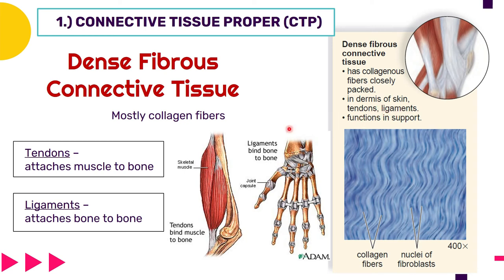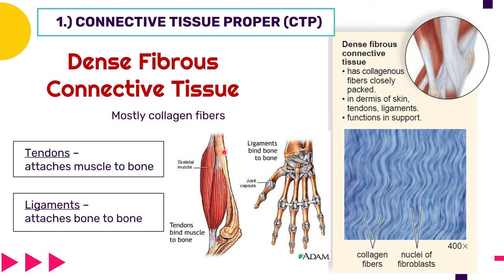What are tendons and ligaments? As you can see here, these are the tendons, this one and this one. It attaches muscle to bone. As you can see, we have our muscle here, and then the tendons attach the muscle to the bone. The tendons attach the muscle to the bone.